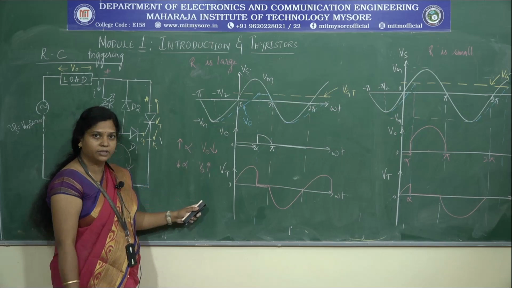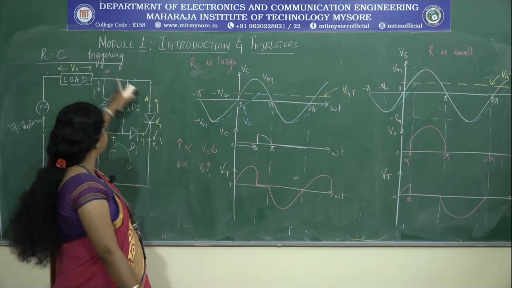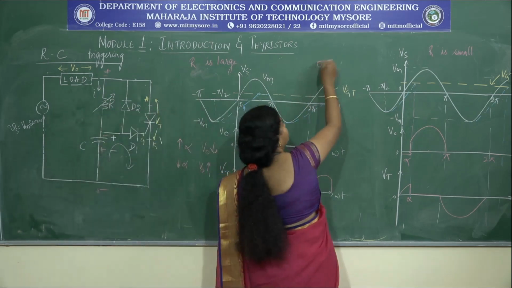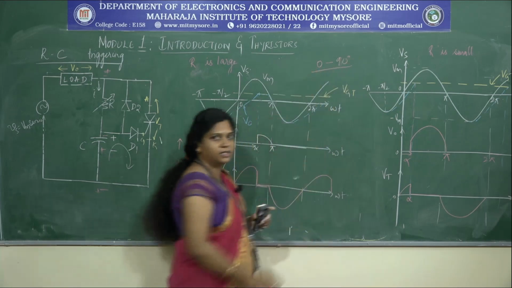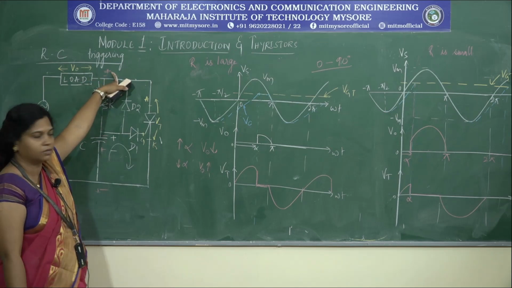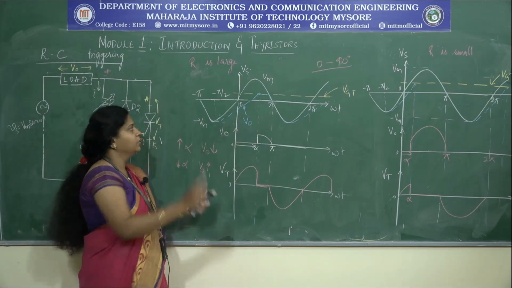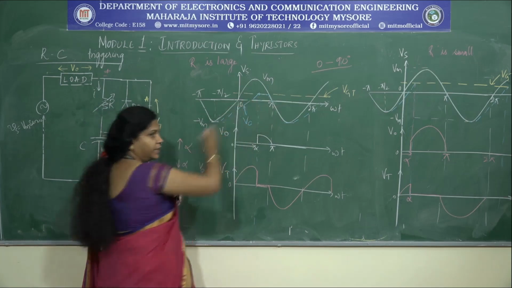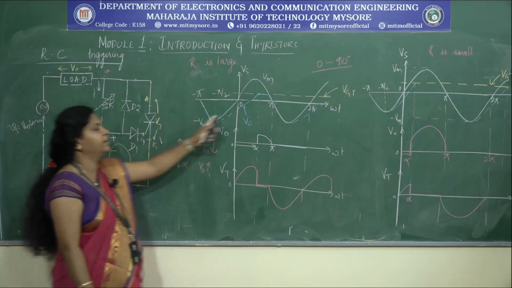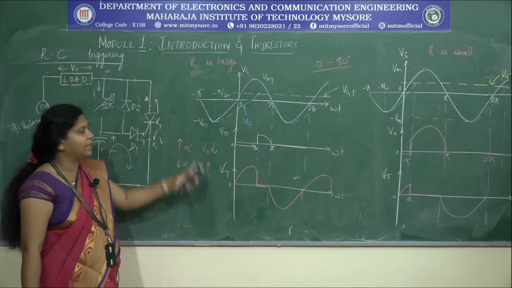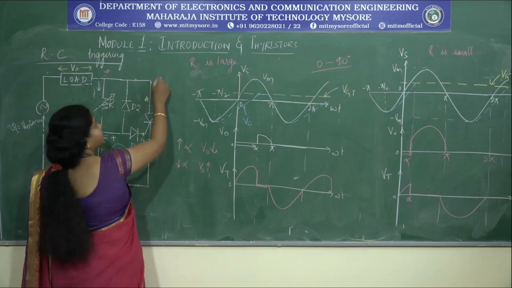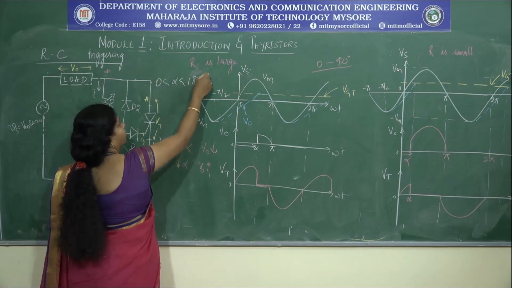One more thing is, compared to the previous one, the resistance triggering method, the alpha, the firing angle which we could vary, was from 0 to 90 degree. This was the limitation if you are using only the resistance type of triggering circuit. Now, in this case, what do you observe? You can observe that, depending on the value of R, the variable value of the resistor, you can vary this firing angle by using the RC triggering method from 0 up to 180 degree.